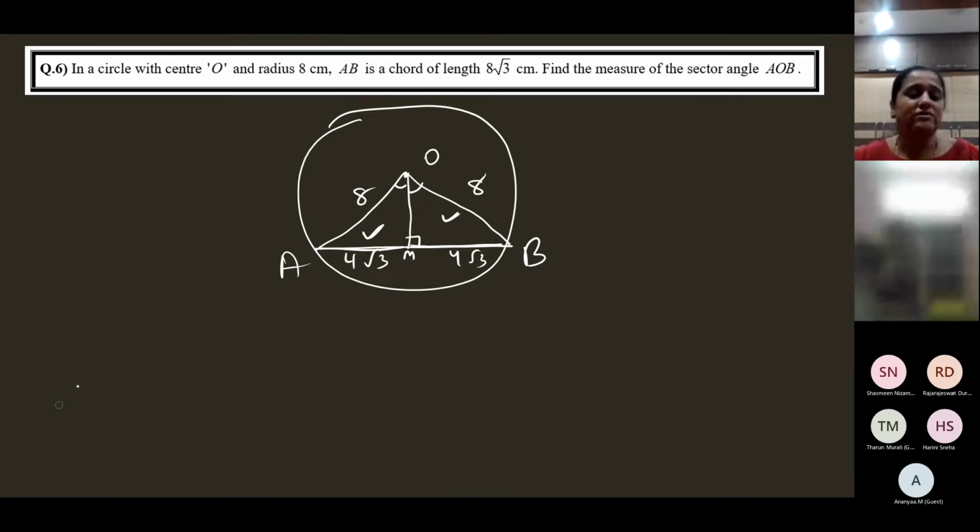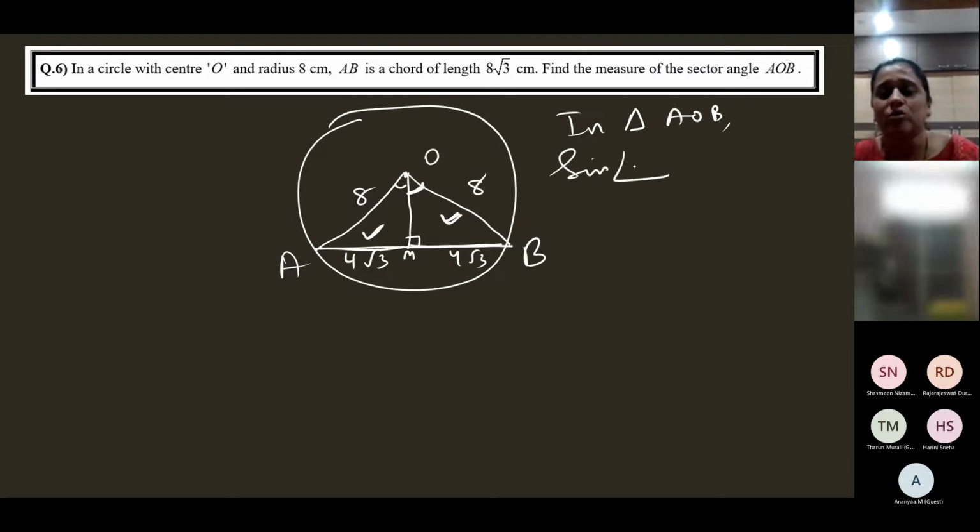So now let's find this angle. Let's take up this triangle AOB. In triangle AOB, let's find the measure of angle AOB, using 4 root 3 and 8. So sine of angle AOB. Oh, not AOB, sorry, MOB. Sine of angle MOB.